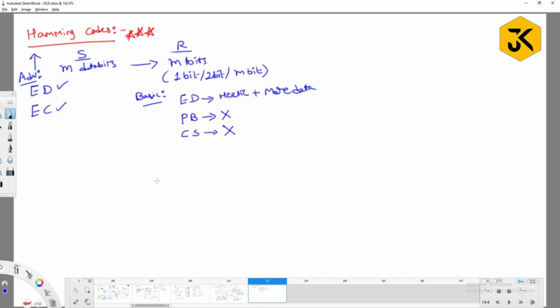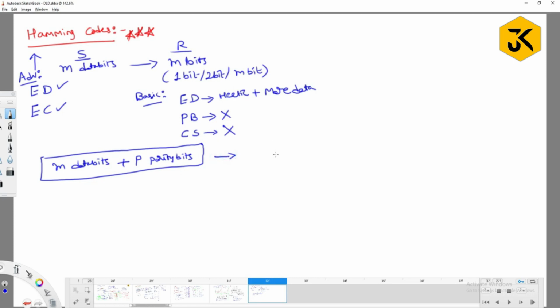Okay, but here you have to follow a certain procedure, and that procedure is very simple. See, I am trying to send m data bits. For these m data bits I need to send p parity bits. That's it. If you do this, then you will solve the problem of error detection as well as error correction. How will it happen? Try to think. If I am going to send m data bits and p parity bits, in how many bits may the data be changed? m plus p bits may be changed, right?